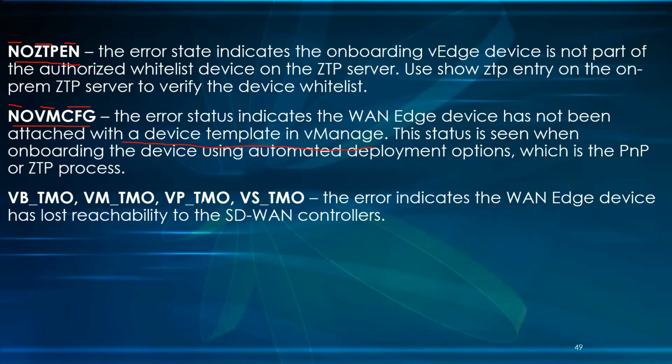BFTMO, DMTMO, and all these error codes indicate that you have lost reachability to the controller. For all of these codes, you can go back to the vSmart, and when you check the control connection history, you can read about the error message. It does have a little bit of description about it, right?